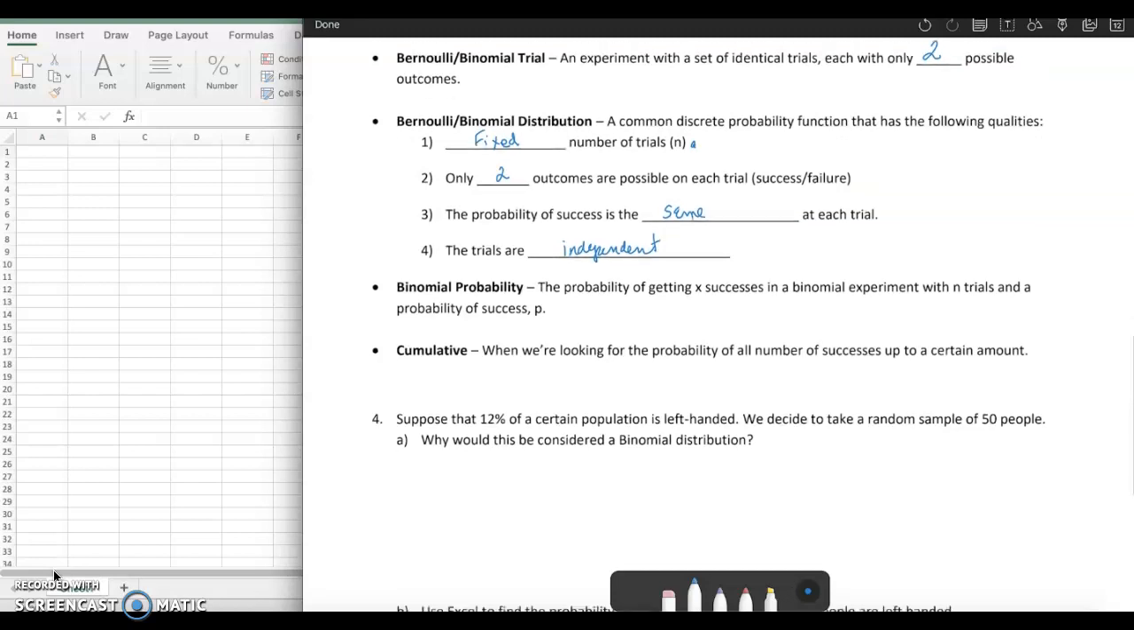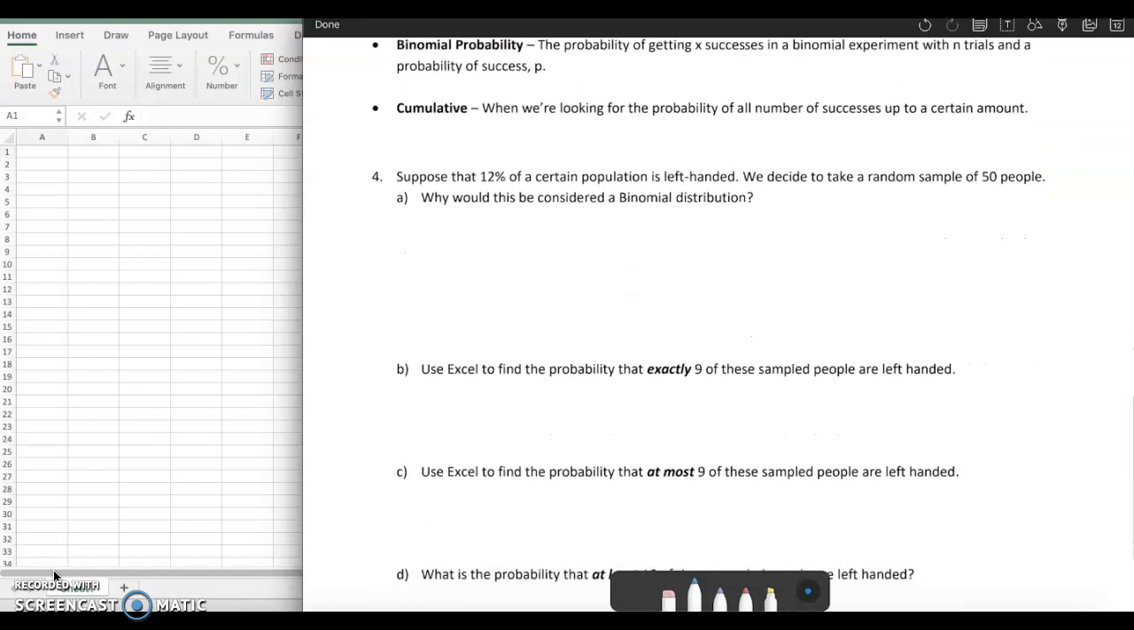Okay, so here's our example. Suppose that 12% of a certain population is left-handed. We decide to take a random sample of 50 people. And it says, why would this be considered a binomial distribution?